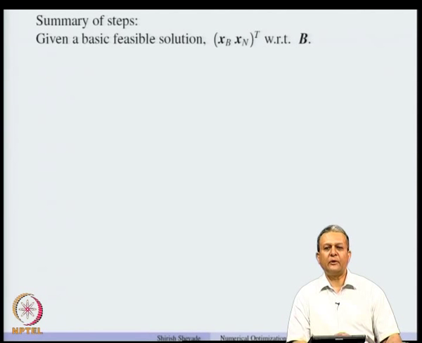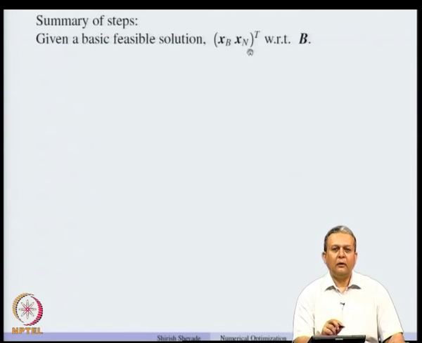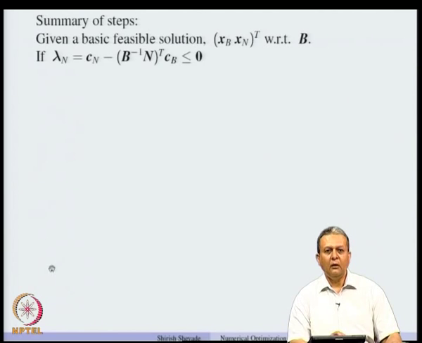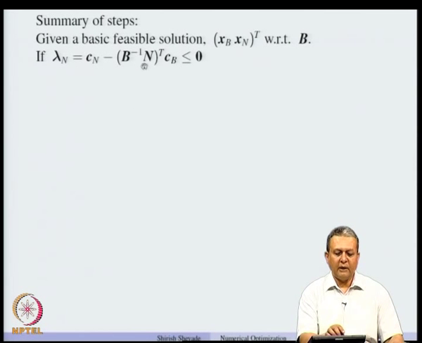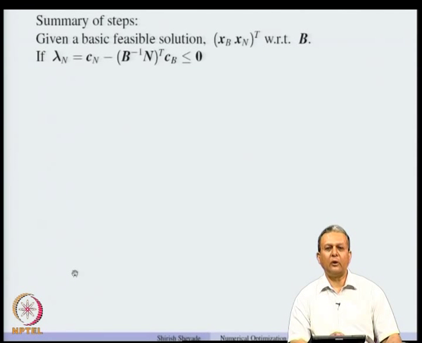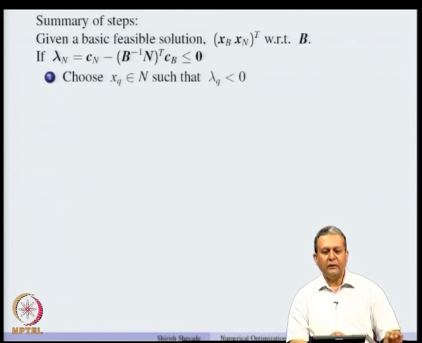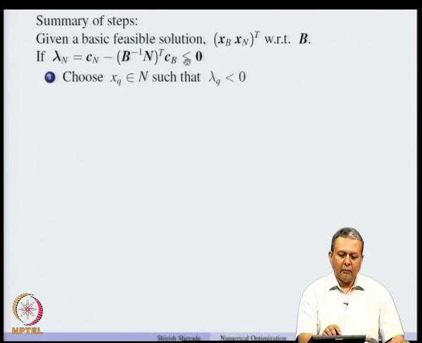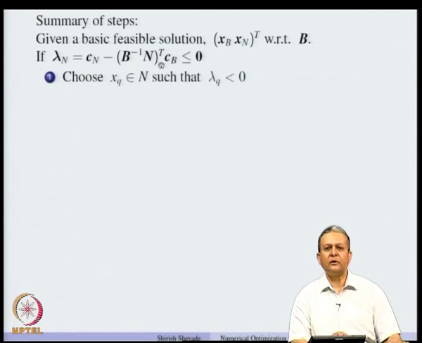So, now let us summarize the steps that we have seen earlier. Remember that we started with a basic feasible solution, which is xB, xN with respect to the basis matrix B. Now, if lambda N, which is CN minus B inverse N transpose CB, is not greater than or equal to 0, that means the relative costs associated with the non-basic variables are negative for at least one non-basic variable, then we choose one non-basic variable xq such that lambda q is less than 0. Remember that when we say lambda is not greater than or equal to 0, it means that there exists at least one non-basic variable whose relative cost is negative, and among all those variables whose relative costs are negative, we choose one and denote it by lambda q.